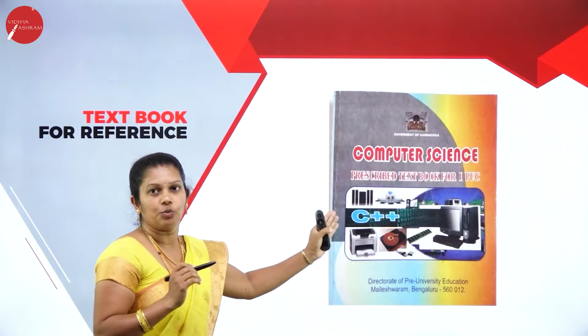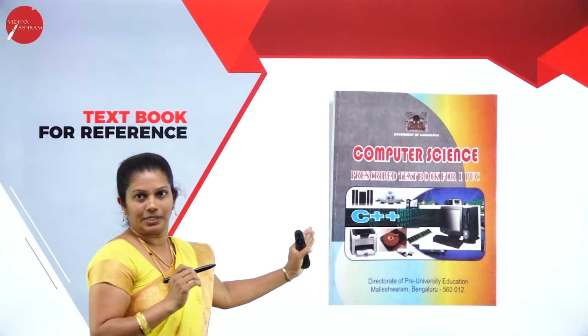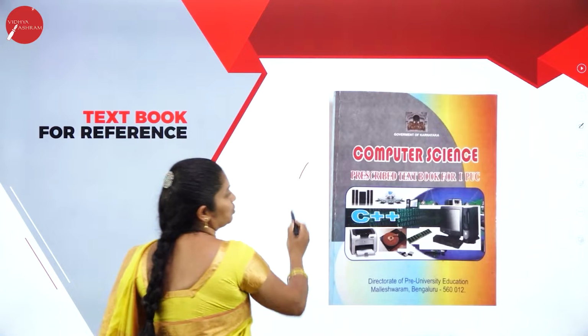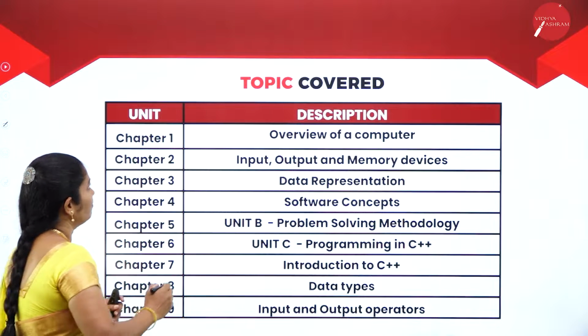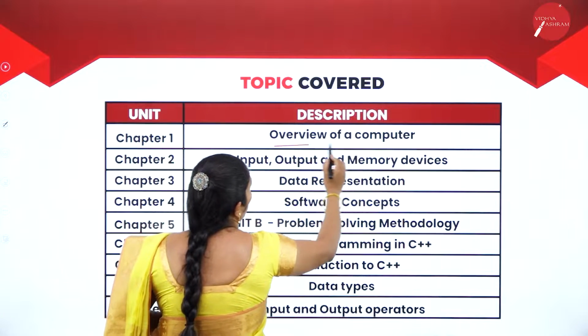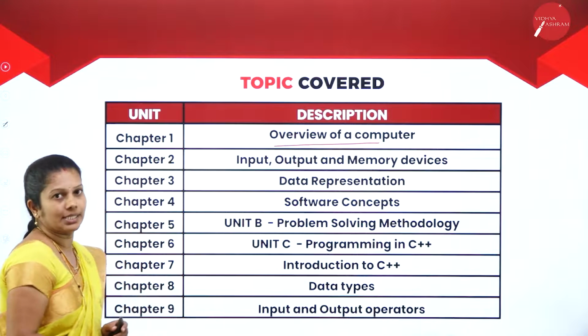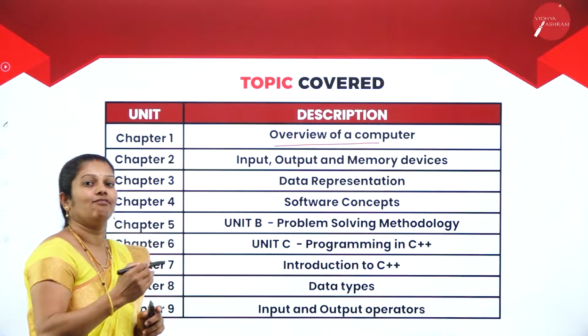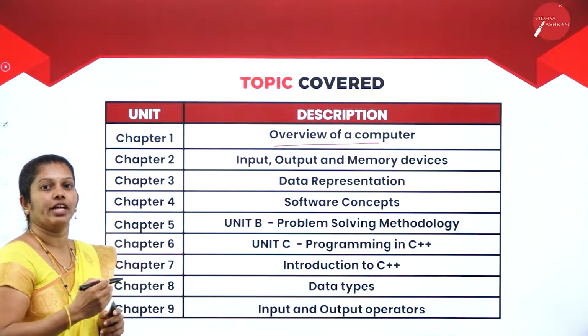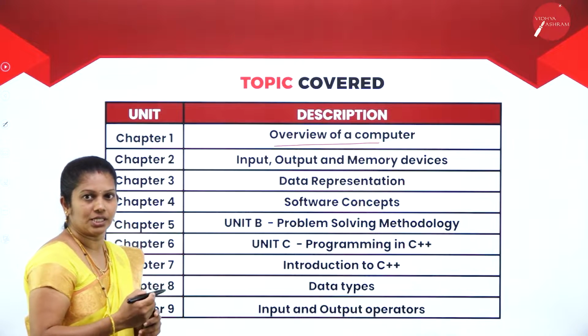This is a textbook you have to follow for first PUC. This is a prescribed textbook from the pre-university. When you come to the chapters, the first chapter is overview of computer system. In this chapter, you will study the fundamentals of the computers like generations.